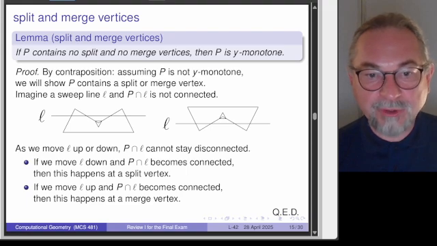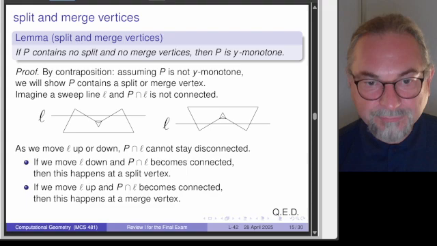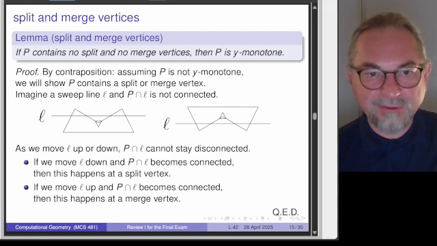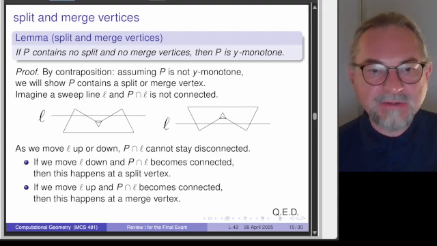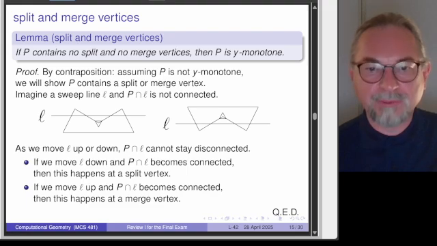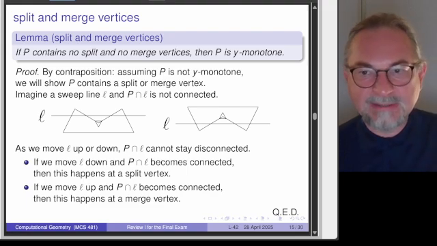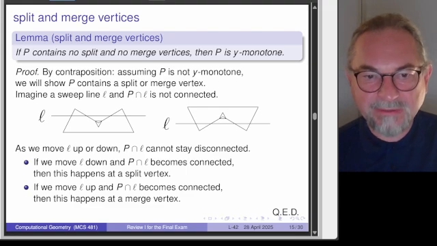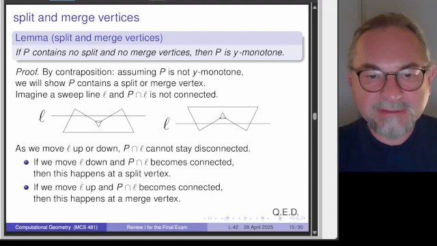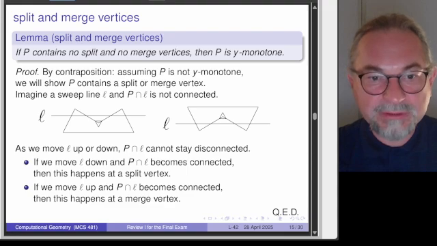Where does the terminology come from? Well, you work up or down. If you move the line down and the polygon becomes connected, that is the case on the left, then you have a split vertex. In the opposite way, if you are moving it up and the polygon becomes connected, then you have a merge vertex. So these are the two types of vertices.